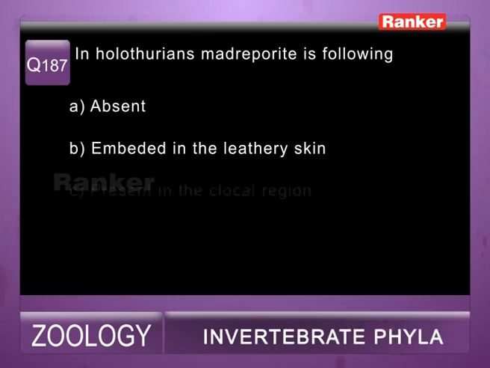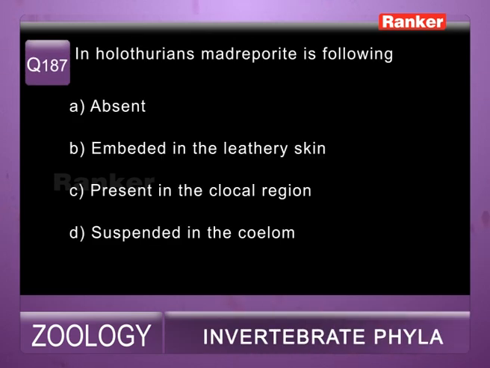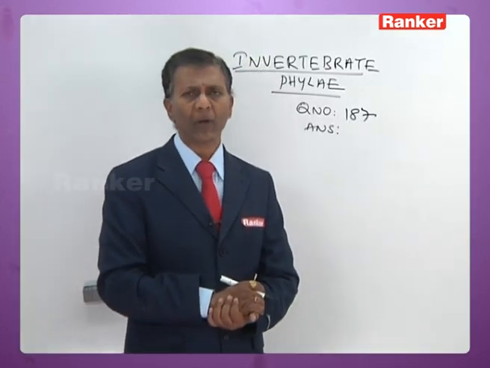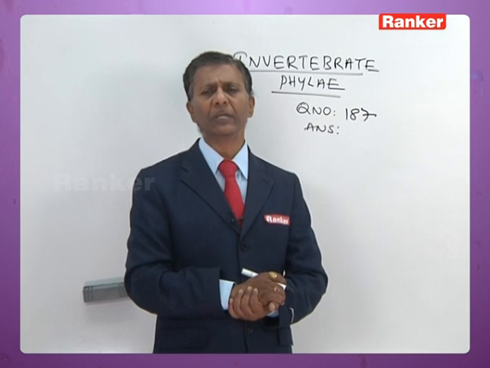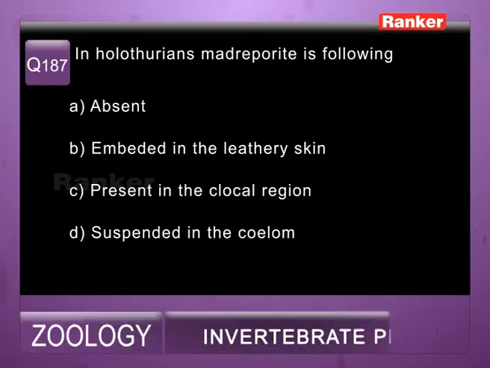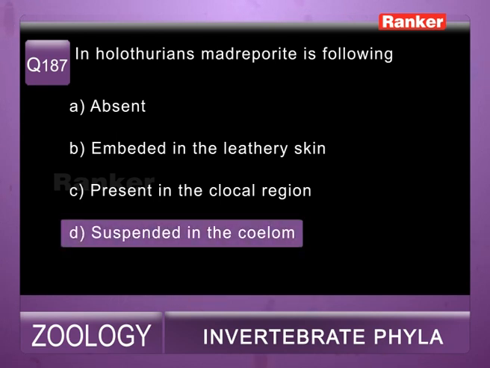Now 187 question, in Holothuridia, madreporite is following A. absent, B. embedded in leathery skin, C. present in the cloacal region, D. suspended in the coelom. In Holothuridia, madreporite is absent externally, it lies within the coelom, you know. So 187 question, correct answer is D. Suspended in the coelom.